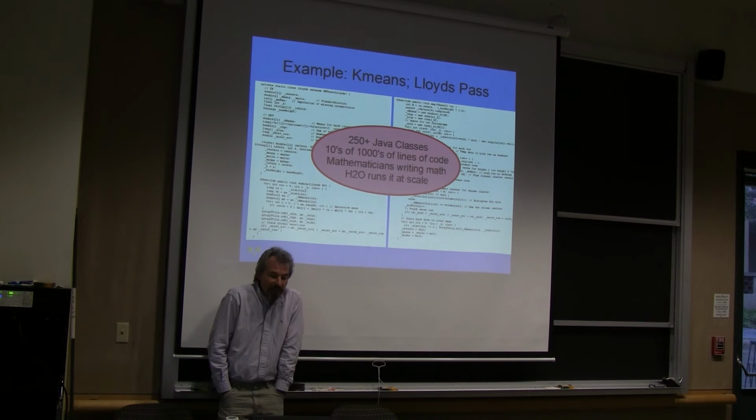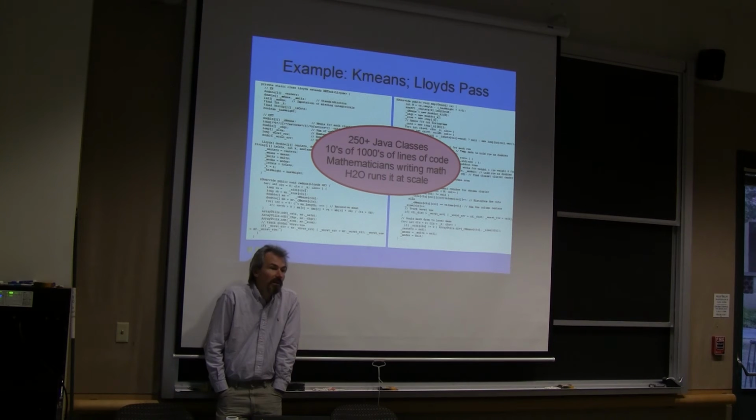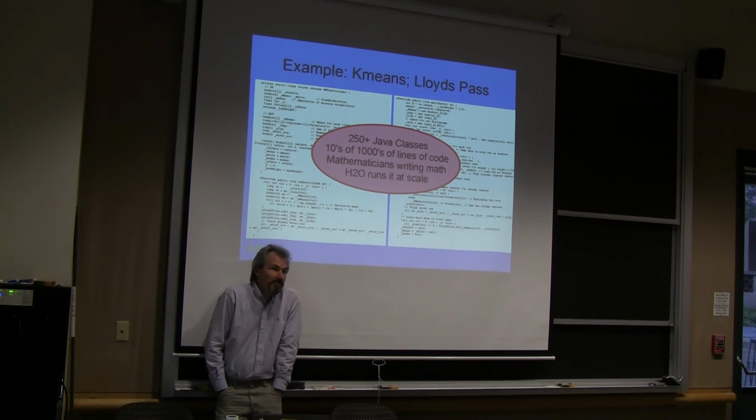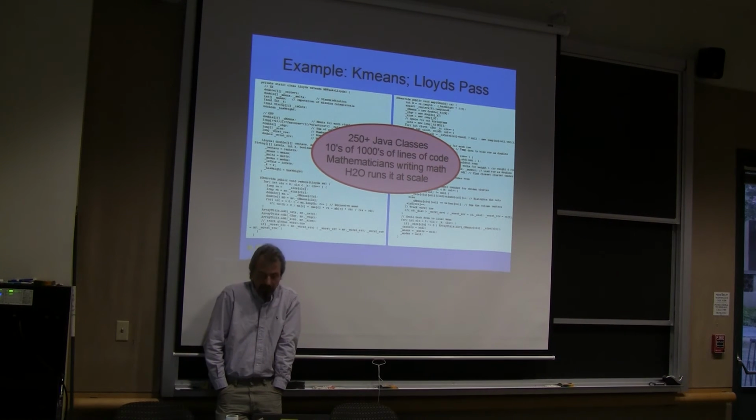So the big takeaway is this is a coding style that actually works. You don't have to be a systems engineer, you don't have to be a cluster guru to make it go. In fact, I had a mathematician come in who's never written a line of Java code in his life and write Cox proportional hazards in a month. And out of the box, it ran fast. Once you got past basic debugging and it did Cox proportional hazards on small data, it did it on big data too.